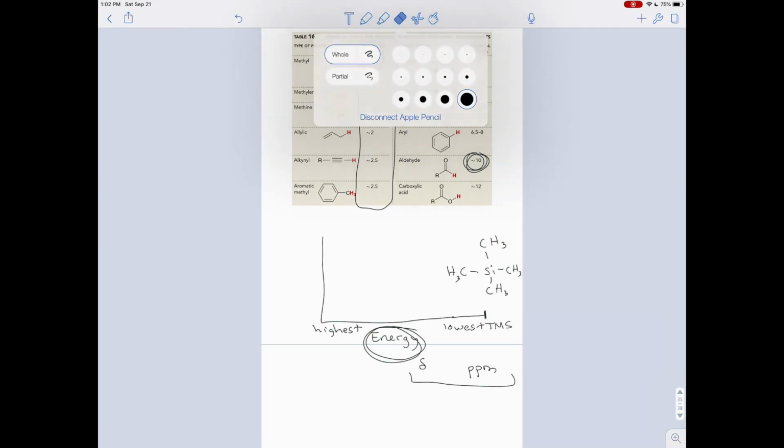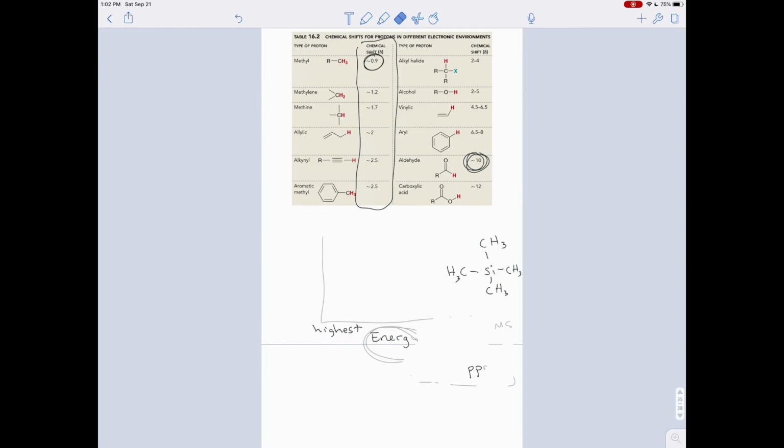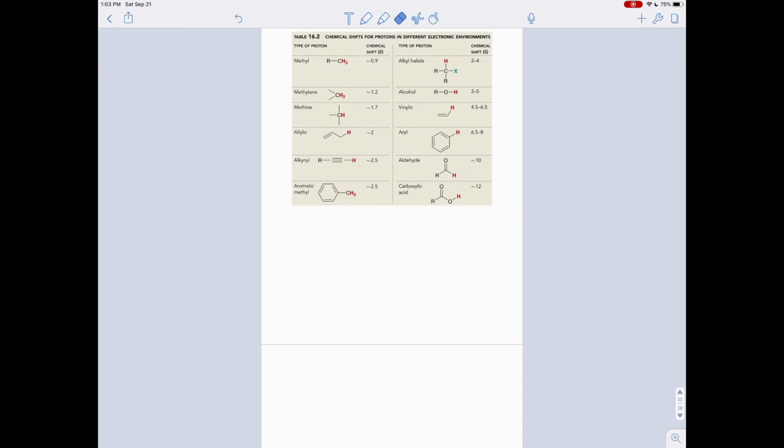Okay, so what I'd like to do is to rationalize these different numbers. Where are these numbers coming from? In the future, we'll have to know these numbers by heart. And in order to be able to read an NMR spectrum, we'll have to say, oh, I have a peak at 10, that's probably an aldehyde. So you'll want to know these numbers by heart, but in order to remember them, let's go through the reasoning behind them first.